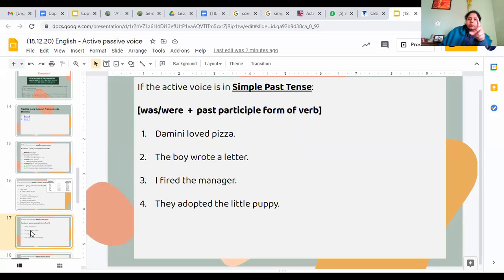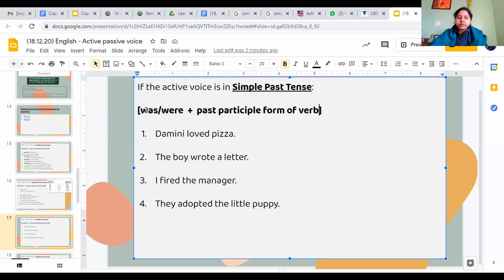Because you have noted down the pronouns wala table in your notebooks, you are going to use that as well. Now I will not show it separately. If the active voice is in simple past tense, this is what the form will become: was, were, plus the third form. इसके पहले simple present, please note this down. In simple present tense, it was is, am, are, and then past participle form. But in simple past tense, was, were, and then past participle form. Once you have noted this down, you can start sending the answer for the first one.